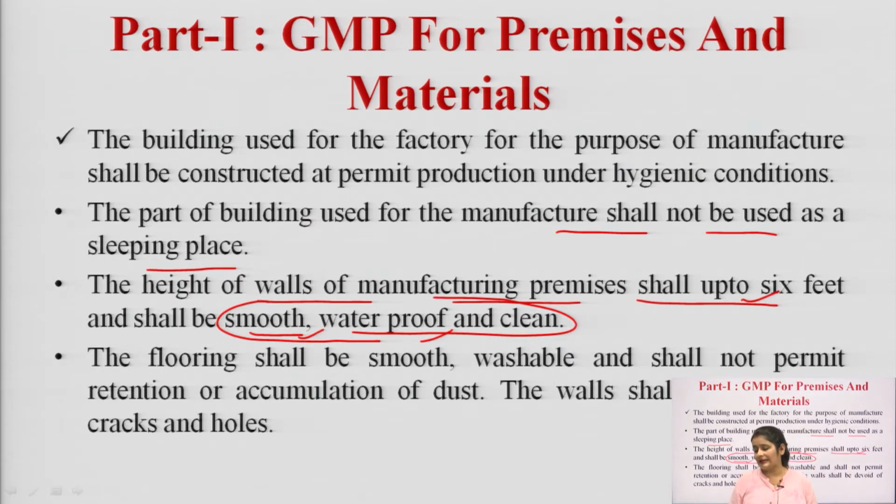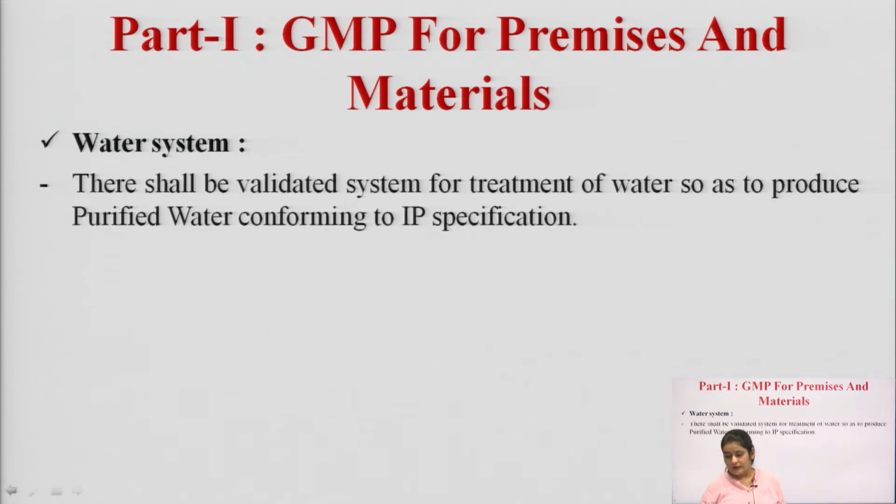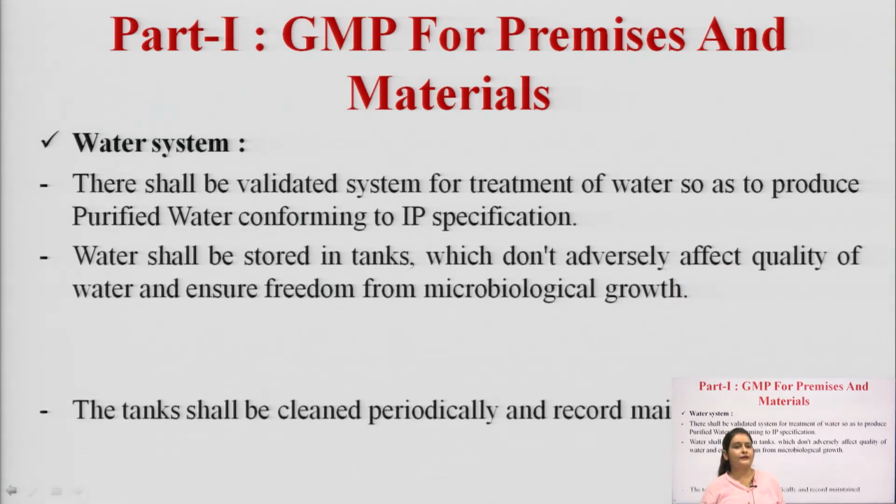The flooring shall be smooth, washable and shall not permit retention or accumulation of any kind of dust particles, and the wall shall be free of cracks and holes. There should not be any kind of cracks and holes. If there are any cracks and holes, the dust will automatically get accumulated and will not be cleaned by washing. Okay. So, next our general requirement is water system.